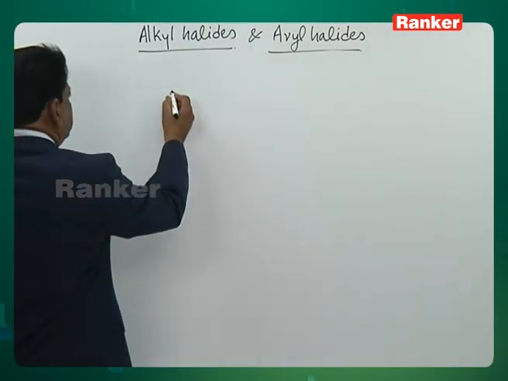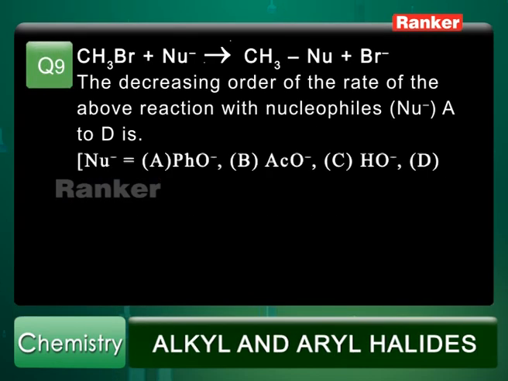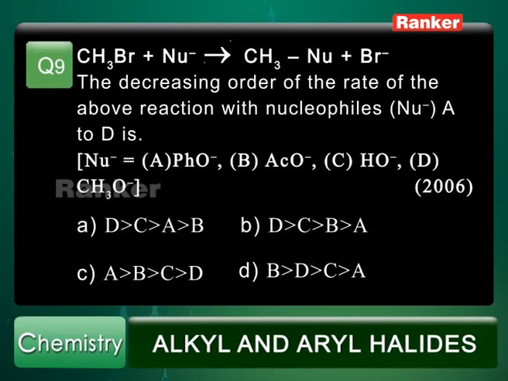So let's go to question number 9. The question is: methyl bromide when treated with a nucleophile gives a product with the expulsion of Br minus. The decreasing order of rate of the above reaction with the nucleophiles A to D is asked. The A nucleophile is phenoxide anion, B is acetoxy anion, C is hydroxide anion, D is methoxide anion. This appeared in 2006.